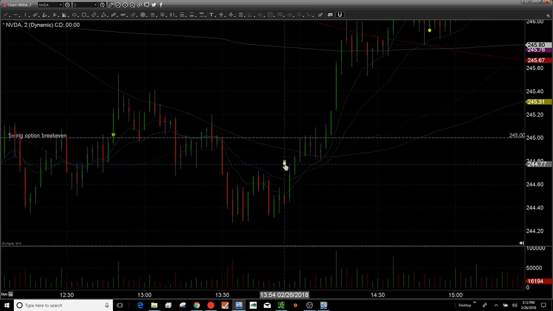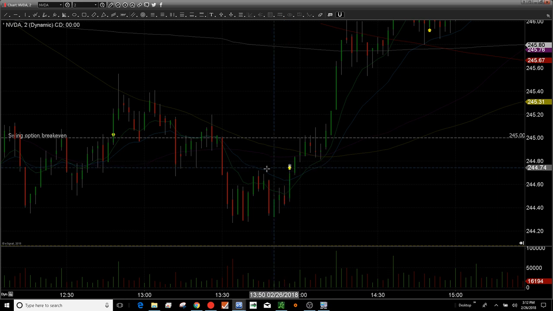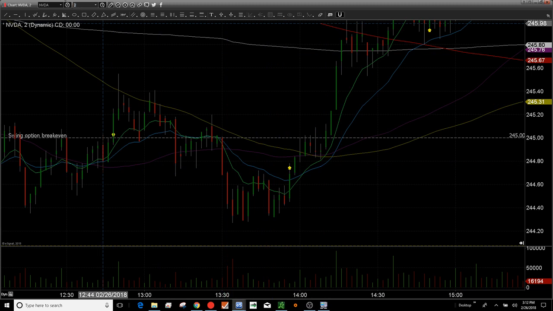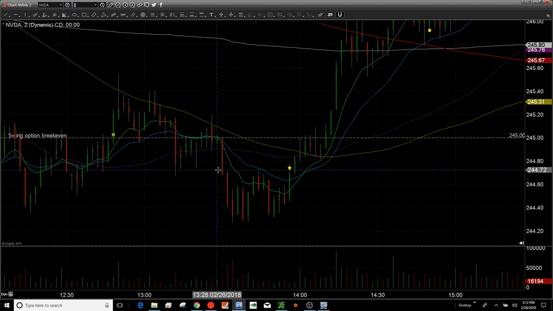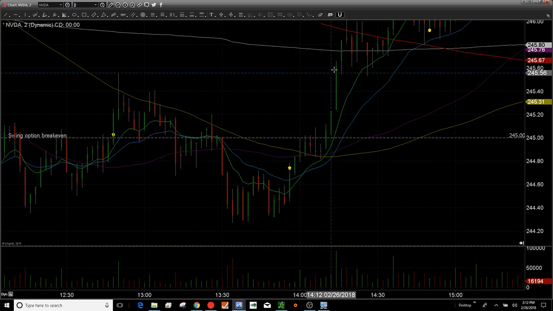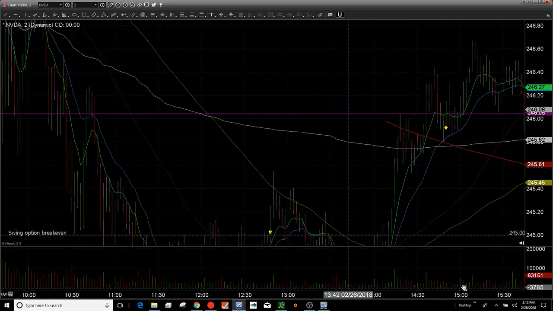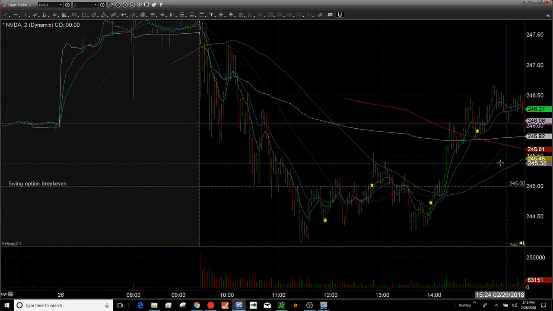So as soon as it on the 2-minute chart here, as soon as price action got over this spot here, I added another one because I was pretty much sure we're going to go long, and we did. Now I think we're going to go long for a few days.